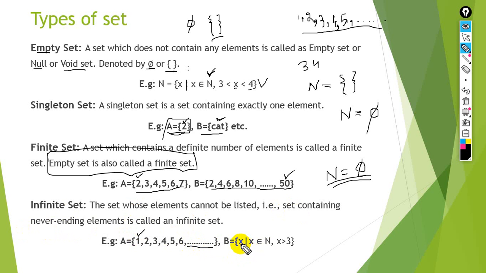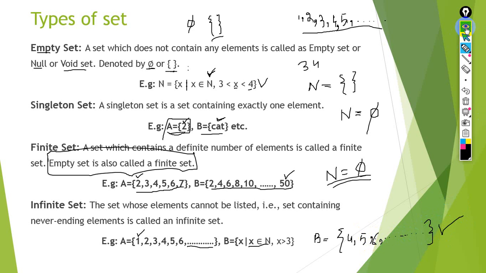So here, when we are writing x such that x belongs to N, we can say the elements of B will be related to, it will include natural numbers. Which natural numbers? Those which are greater than 3. So we can write this set like B is equal to 4, 5, 6, up to and so on. There is no limit to this, so we can say that this is an infinite set. Okay, so these were finite, infinite, singleton and empty sets.